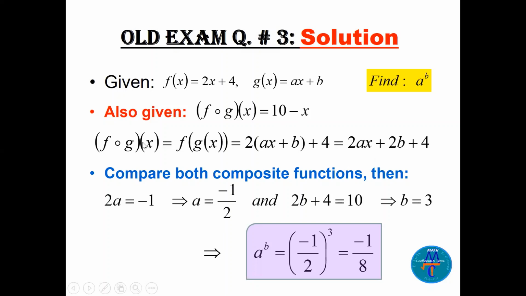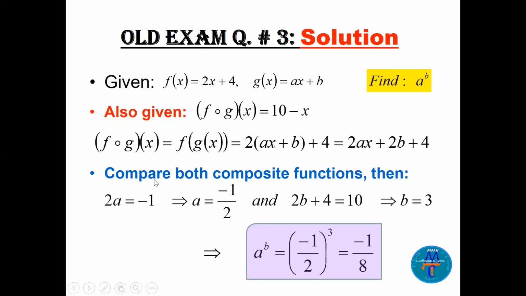Let's find f circle g from the two functions f and g. So f of g by definition: I take g of x, which is ax plus b, and replace it in the x there. So it becomes 2 in the bracket, ax plus b, plus 4 in the function f. Multiply that: 2ax plus 2b plus 4. Now, this is f circle g, and this is f circle g, so I have two of them.